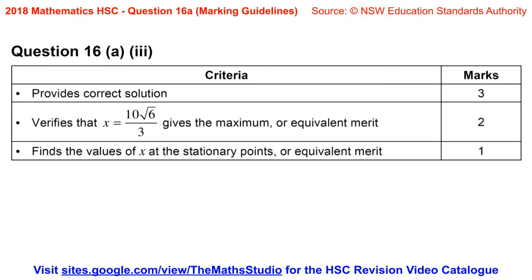The following are the marking guidelines for question 16a, part 3. For 1 mark, we have finds the values of x at the stationary points or equivalent merit. For 2 marks, we have verifies that x equals 10 root 6 over 3 gives the maximum or equivalent merit. And for 3 marks, we have provides correct solution.